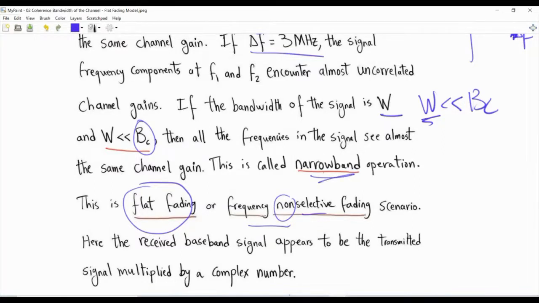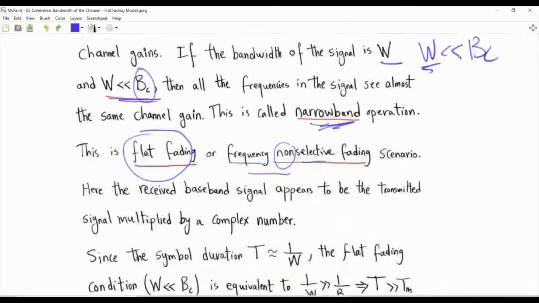It's also called narrowband. Remember, narrowband, as I said in the previous lecture, is one of the overloaded terms in communications. It's used to indicate many things. In the previous lecture, I used narrowband to mean that the carrier frequency is much larger than the bandwidth of the signal. Here I am using it to mean that the coherence bandwidth of the channel is much larger than the bandwidth of the signal.